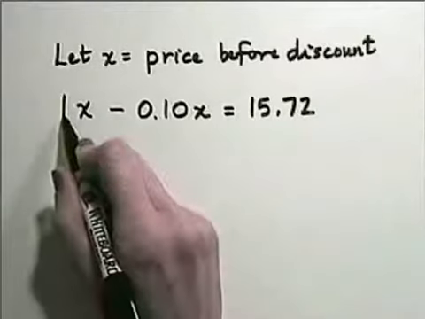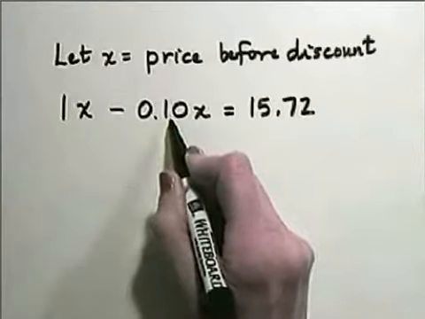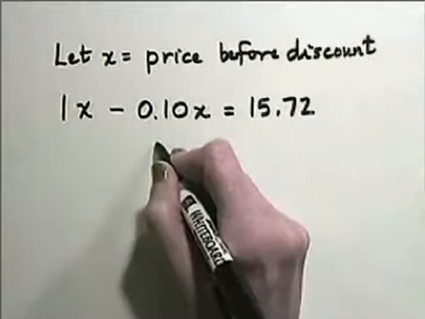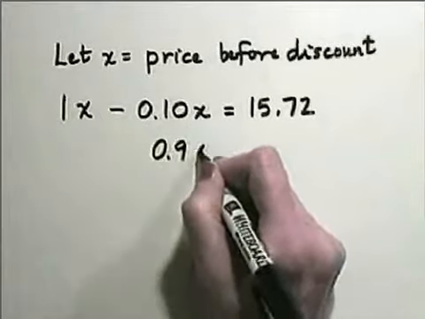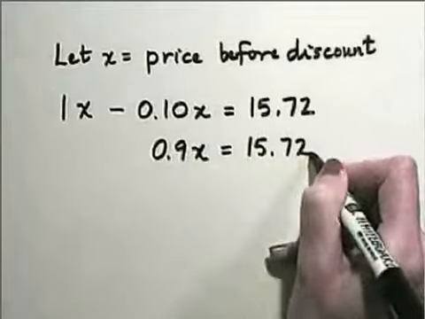Next, note that the coefficient of x is actually 1. So if we're going to take a 1 and subtract 1/10 from it, or you could think of it as 10 1/100ths, we're going to end up with 9/10 times x. That's going to equal then the $15.72.